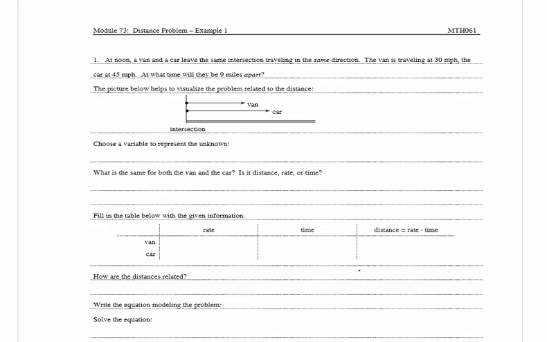The first thing they want us to do is choose a variable to represent the unknown. And the unknown in this case is time. The question was, at what time will they be 9 miles apart? So we're going to use t, and we're going to say t is equal to the time it takes for them to be 9 miles apart.